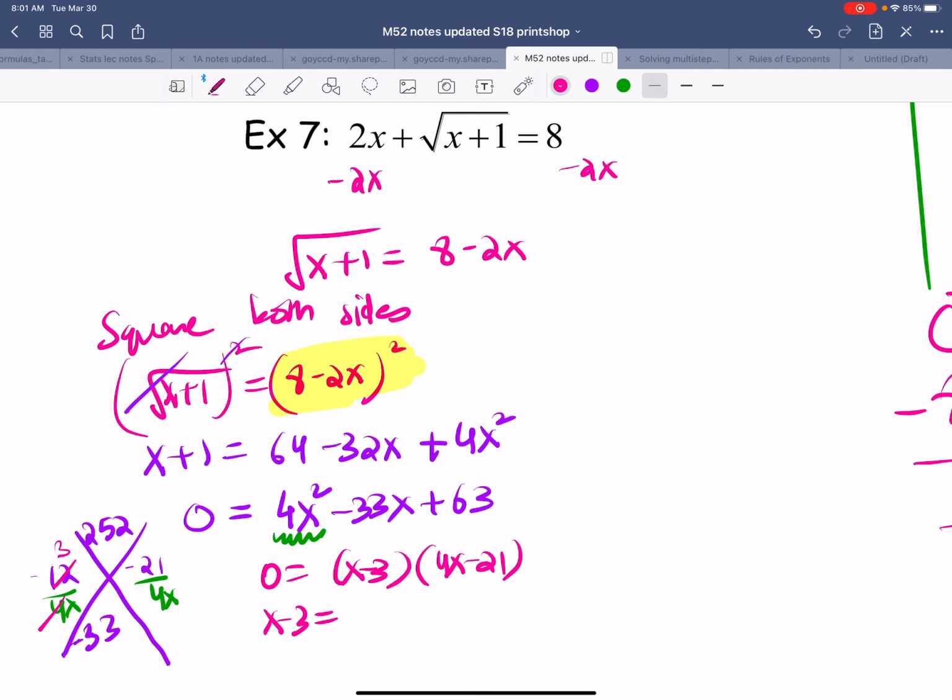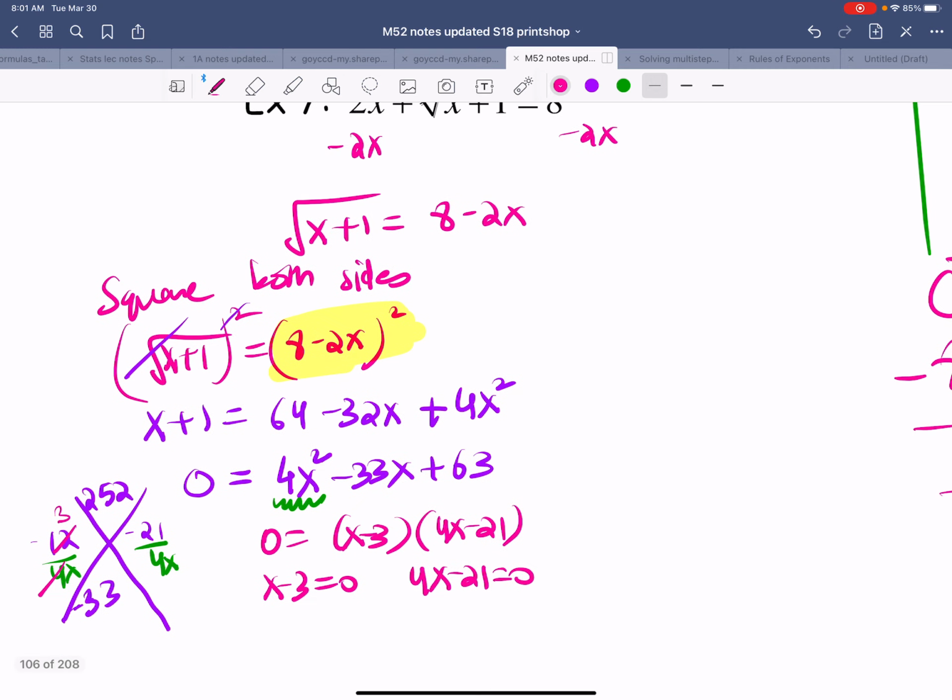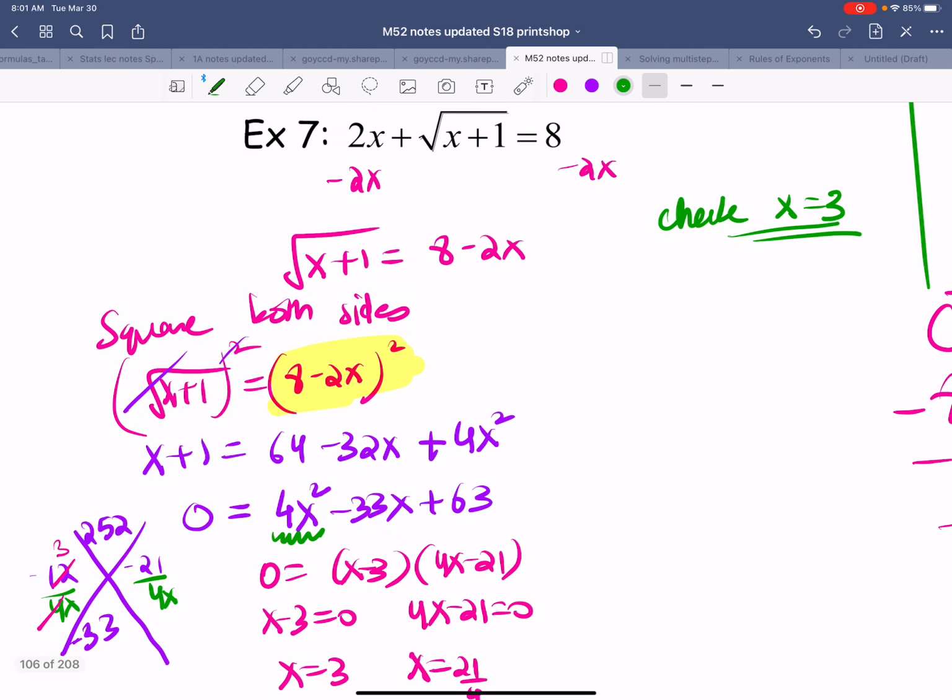I would use the zero product property now and find the two solutions, knowing that they both might not be my solutions. Sometimes they both work, sometimes only one works in the original equation when we check, and sometimes none of them work. So be ready to plug them back in and check and see which one works. I'm going to check if x equals 3 works. It doesn't matter which one you check first.